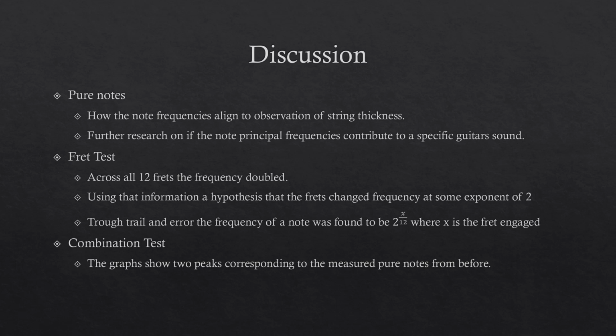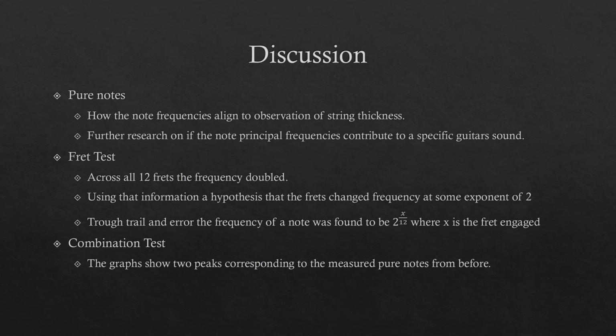And the combination test showed that the graphs showed two peaks corresponding to the measured pure notes from before, so we can conclude that combination notes, where you're holding two strings, are just a sum of the two individual frequencies that are being introduced by plucking the two strands. Using all of this information, any frequency that is wanting to be produced by the guitar can be produced using the starting frequencies of the pure notes recorded, the pattern for the fret engagement we found, and then if we want to add some different levels to it or add a second note into the combination, we can do that by simply plucking another strand at the same time.